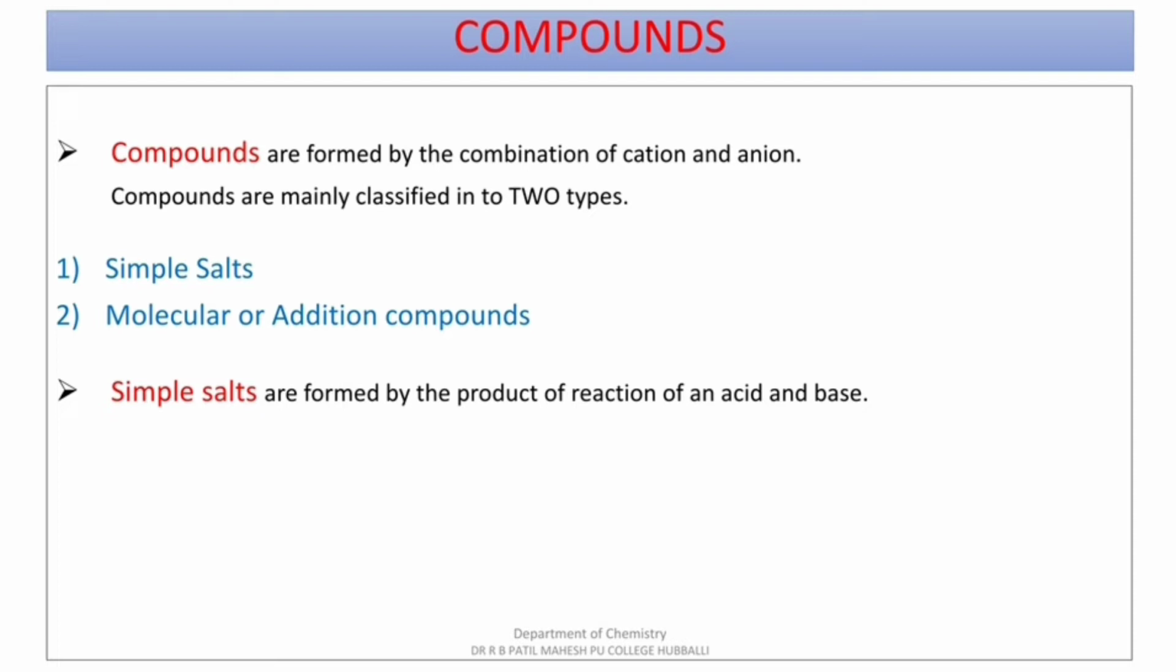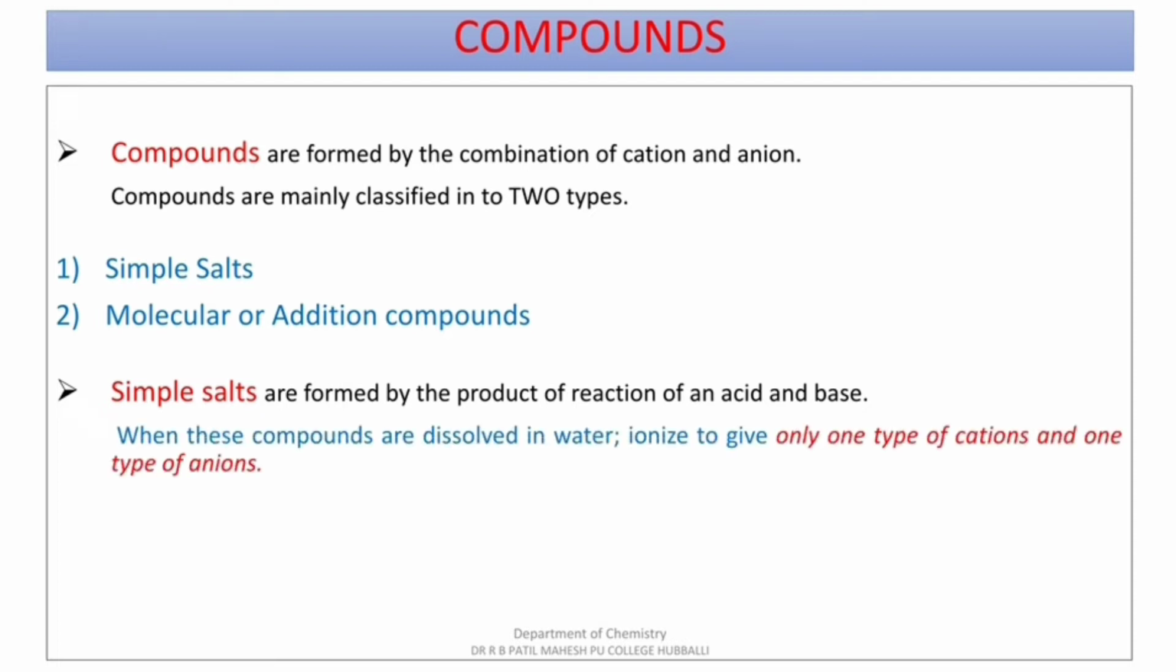When these simple salts are dissolved in excess of water, they undergo complete ionization to give only one type of cations or one type of anions. For example, HCl reacts with NaOH to form NaCl. NaCl is a simple salt. When dissolved in water, it forms Na+ ion and Cl- ion.